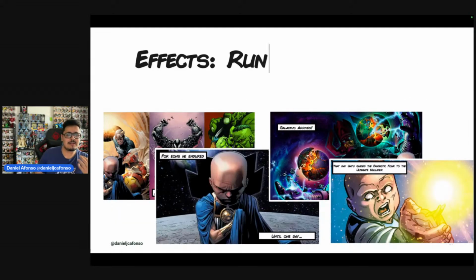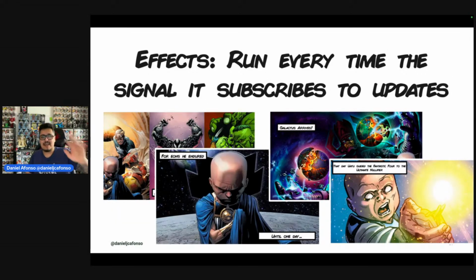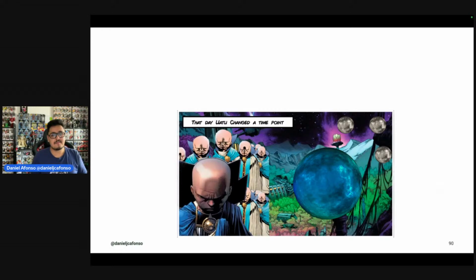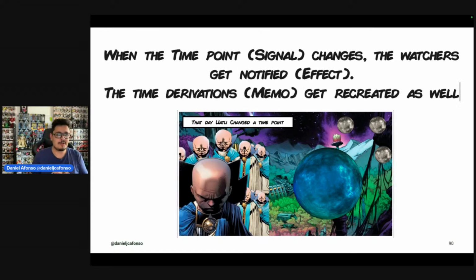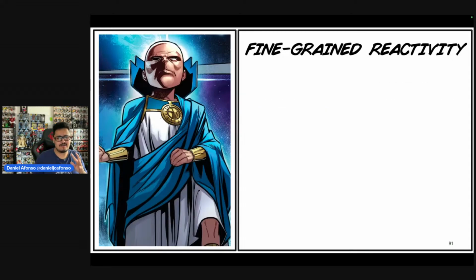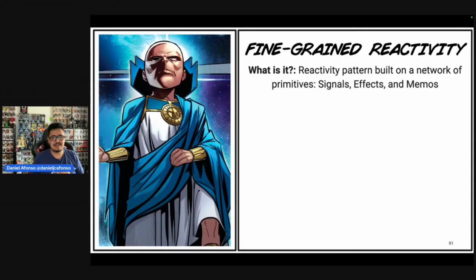Now, there was also something happening. You could see that every time a time point changed, the watchers were notified because the signal they were subscribing to updated. Finally, when the villain decided to interfere, that point changed. And this means that there was an effect notifying the watchers, and there was a time derivation that was recalculated. So basically, this was fine-grained reactivity in a nutshell. Let's get it all together and see what happens.